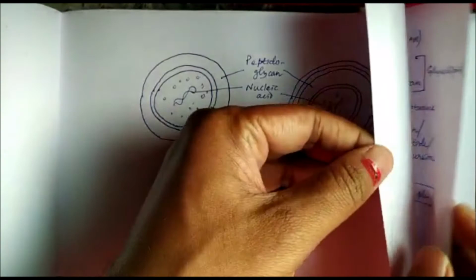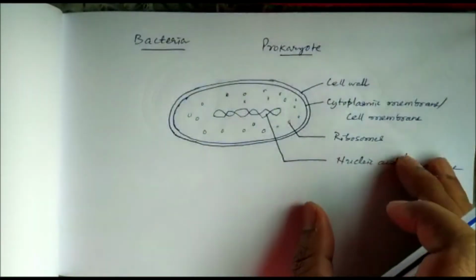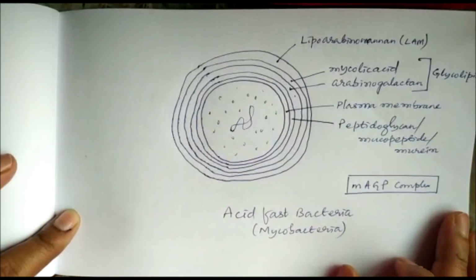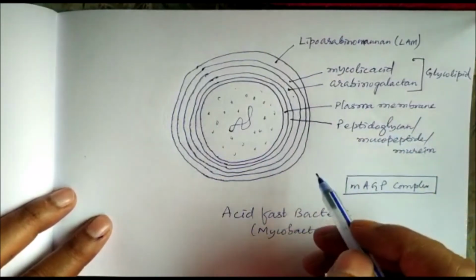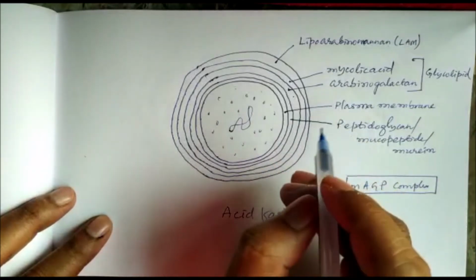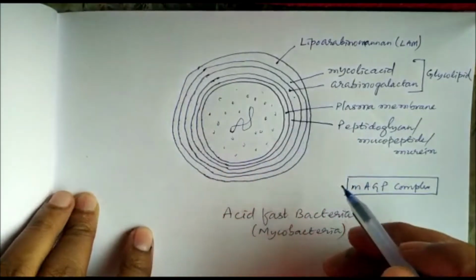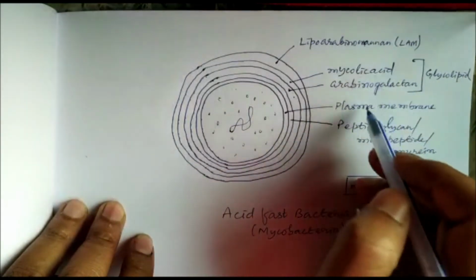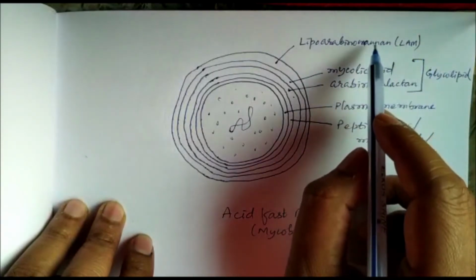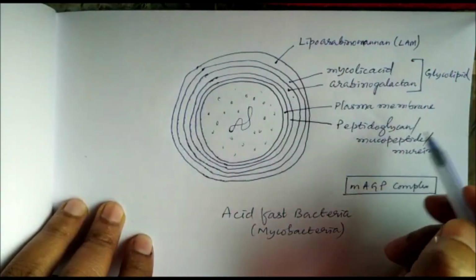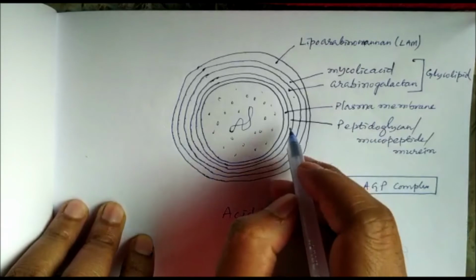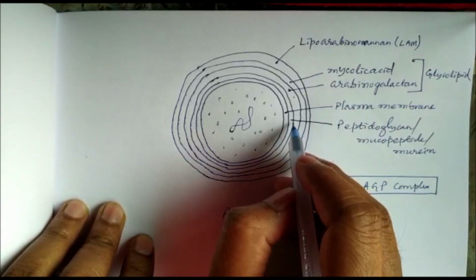Then another type of bacteria which cannot be classified on the basis of gram stain are called acid fast bacteria, and an example is mycobacteria. In mycobacteria, peptidoglycan is not the major component, and here the outer cell wall consists of mycolic acid, arabinogalactan, lipoarabinomannan in addition to peptidoglycan, which we call here mucopeptide or murein. So the innermost layer is mucopeptide or murein.